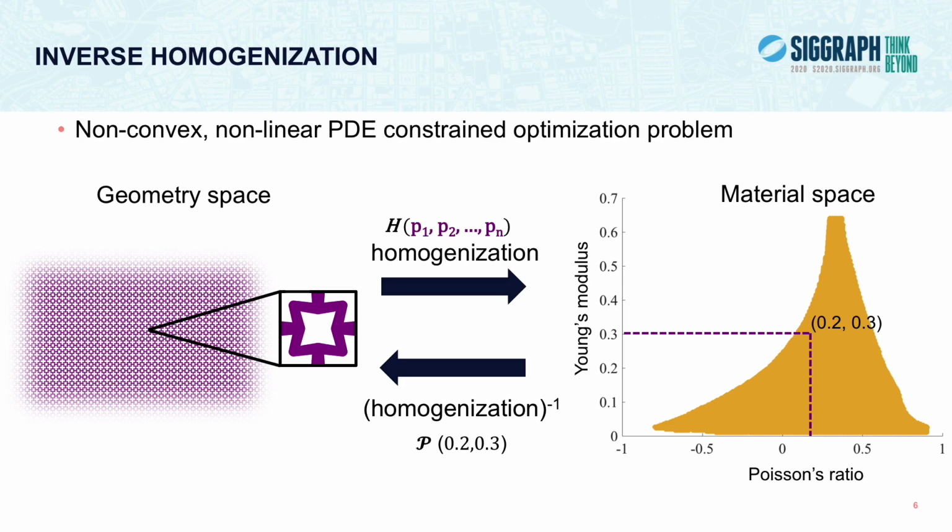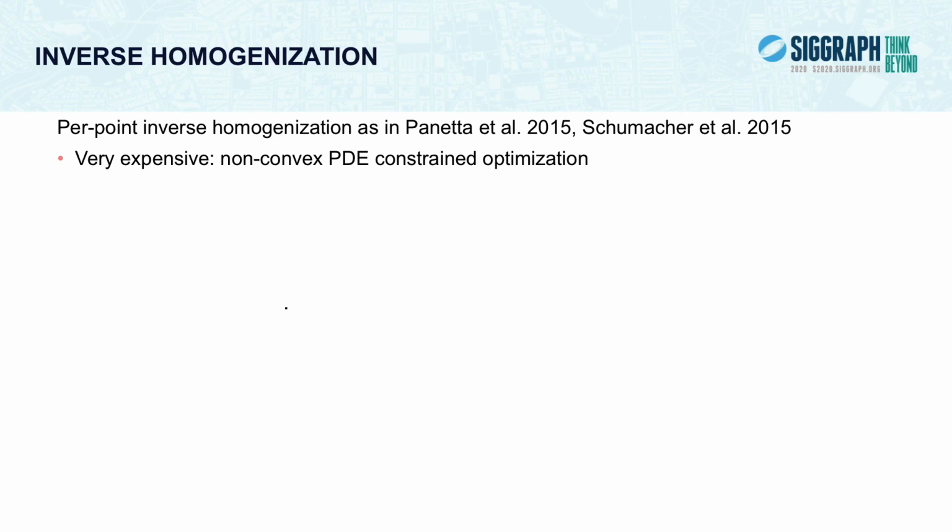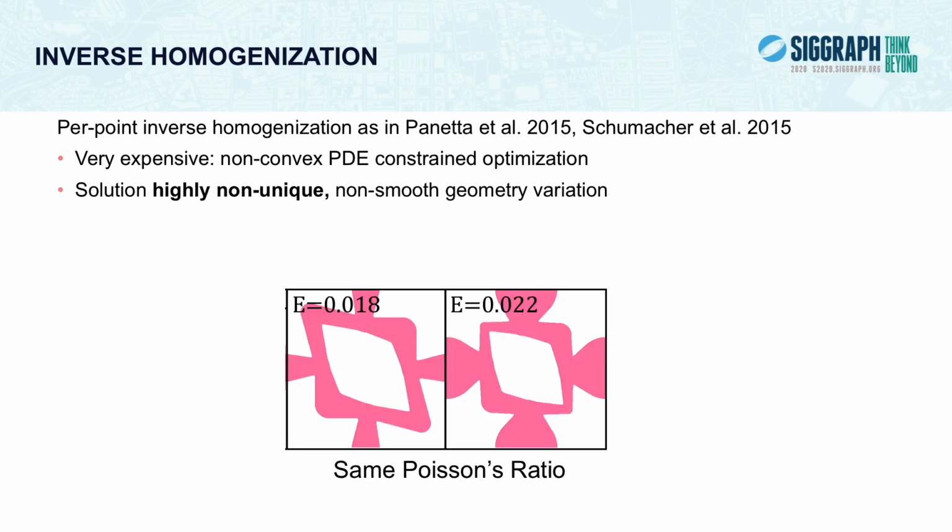However, inverting homogenization is a difficult non-convex nonlinear PDE constrained optimization. Despite this performance issue, some techniques apply the idea of per-point inverse homogenization like Panetta et al. and Schumacher et al. In addition to being very expensive, inverse homogenization presents another important issue. Its solutions are highly non-unique and they have a non-smooth geometry variation according to material properties.